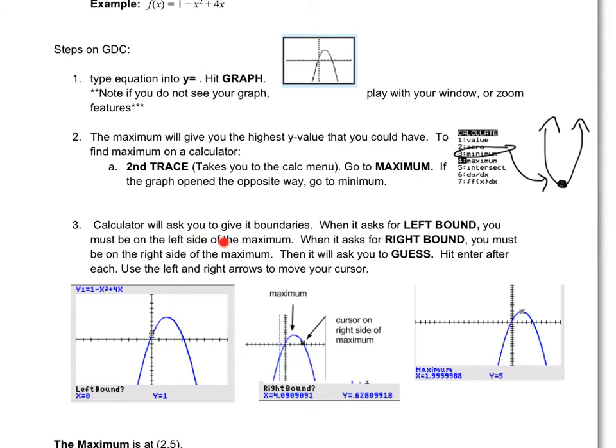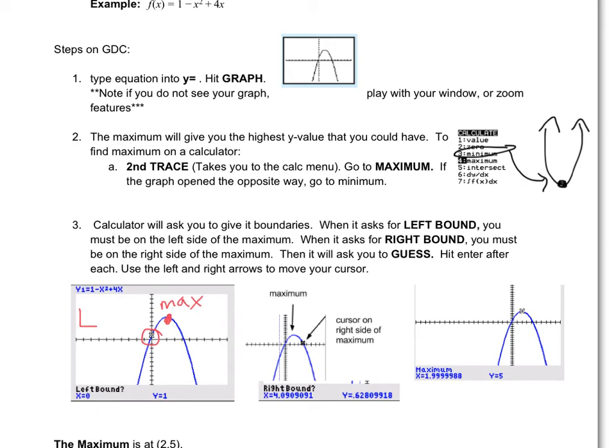The calculator needs to have boundaries. Otherwise, it's not going to know where to find the max or min. Sometimes graphs have multiple max or mins. So after you hit enter, it's going to ask you for a left bound. What you need to do is be on the left side of the maximum. So here's an example. Here's the max. Here I am on the left side. Look at your left hand, that's the left side. So my cursor's on the left, so I would be in good shape to keep going.